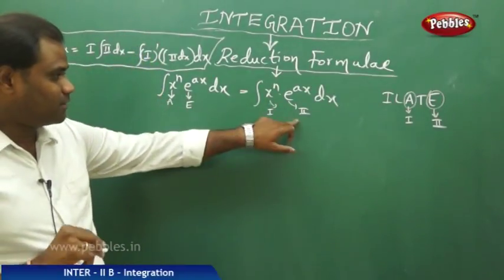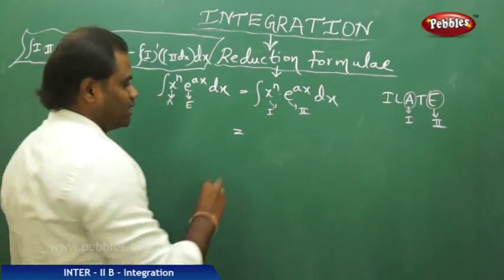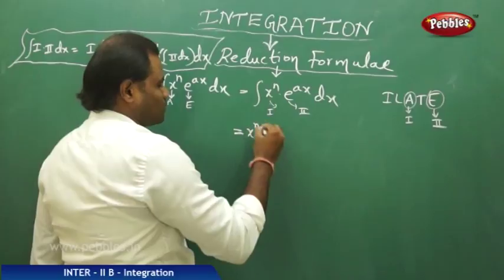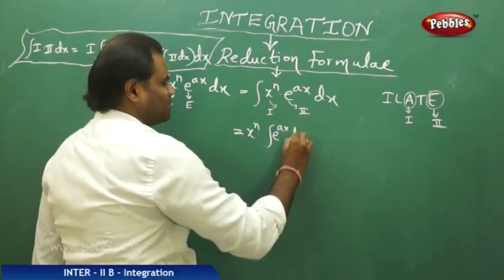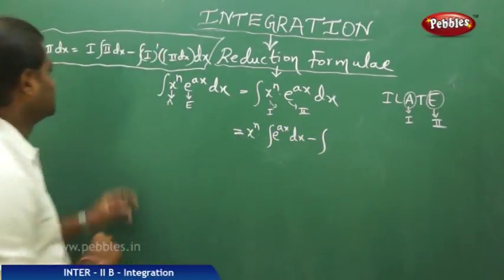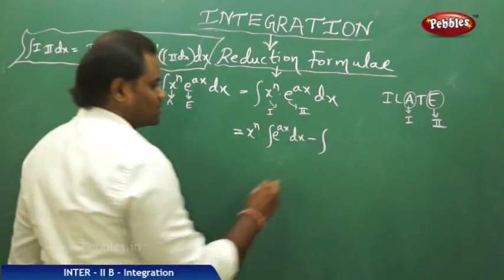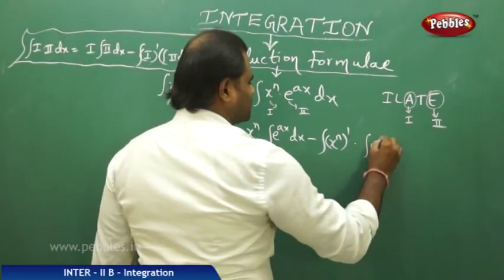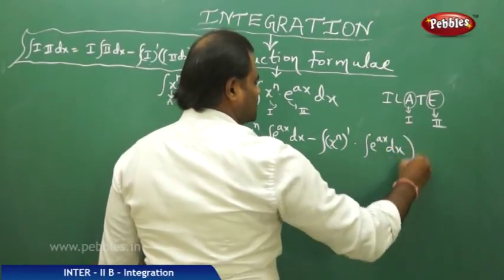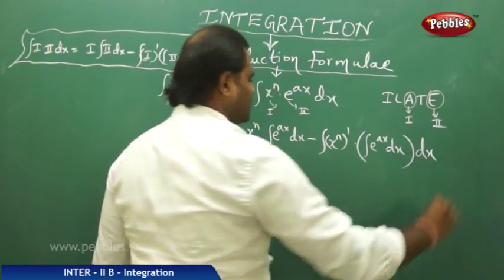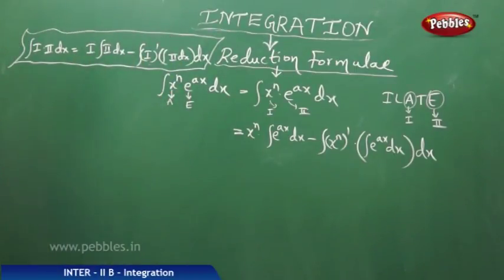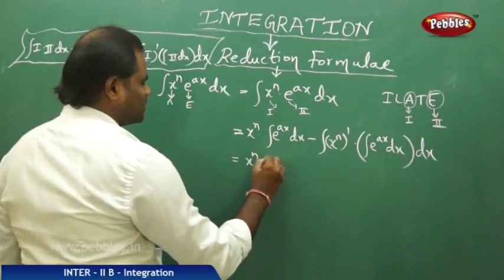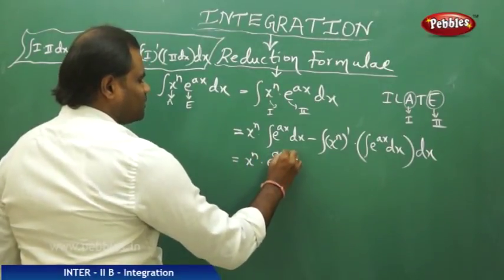So using integration by parts, over here I have the first function which is x power n and my second function which is e power ax, and hence the formula reduces to first function into integral of second minus integral of derivative of first into integral of second whole of dx.